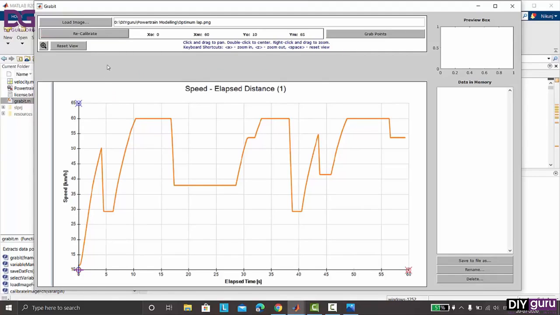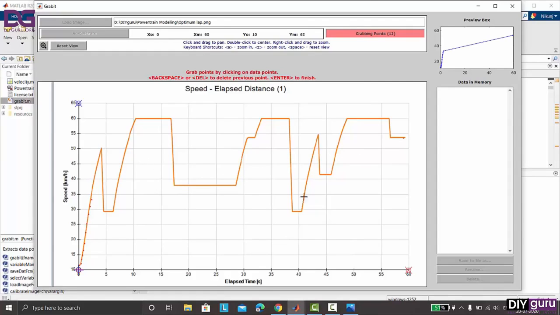Once we have calibrated the x and the y axis, we have to grab the points. So click on grab points and start grabbing. How many points we require, we can estimate that by clicking closer to it. So follow the profile, and here we can see the preview of how we are grabbing the data points.